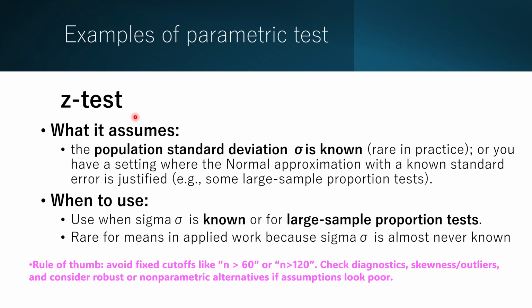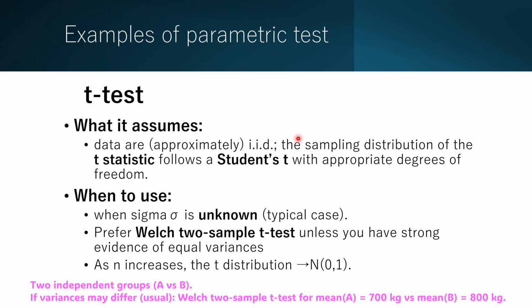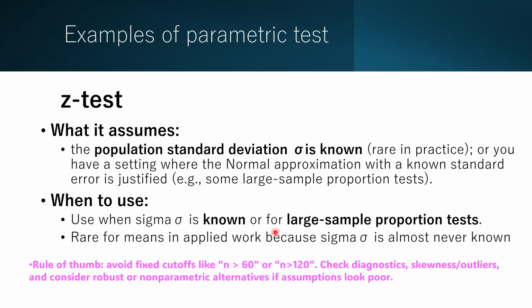Next is the z-test. The z-test is very similar, but it assumes the population standard deviation is known. That is rare for means in applied work, so we seldom use the z-test there. So the t-test is the more major test because it can be used even if the standard deviation is unknown. Sigma is unknown in the typical case. But if sigma is known, then for a large sample size or proportion test, we can do the z-test.